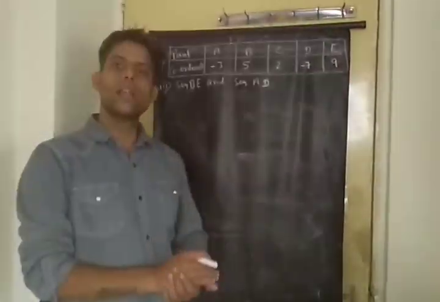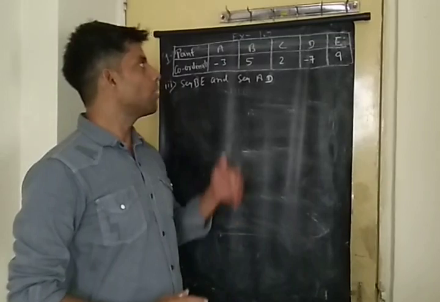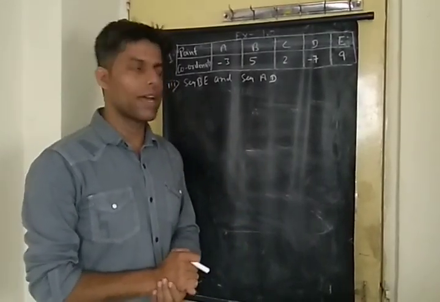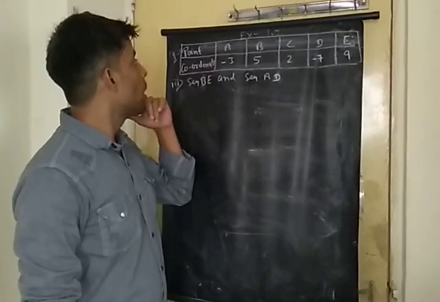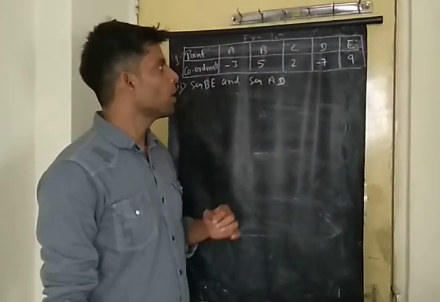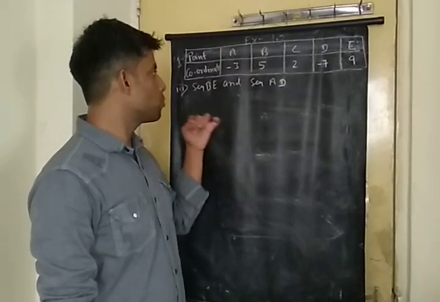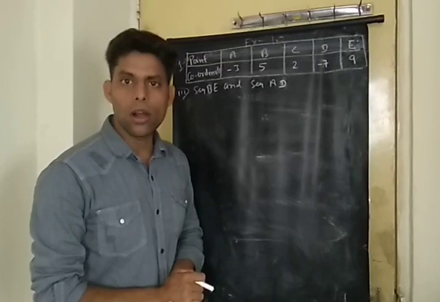So just now we learned congruent segments and about midpoint of segment. Now we have exercise 1.2 and we are going to see a problem based on that. Let's see, the question says the following table shows the points and their coordinates. Using this information we have to see whether segment BE and segment AD are congruent or not.